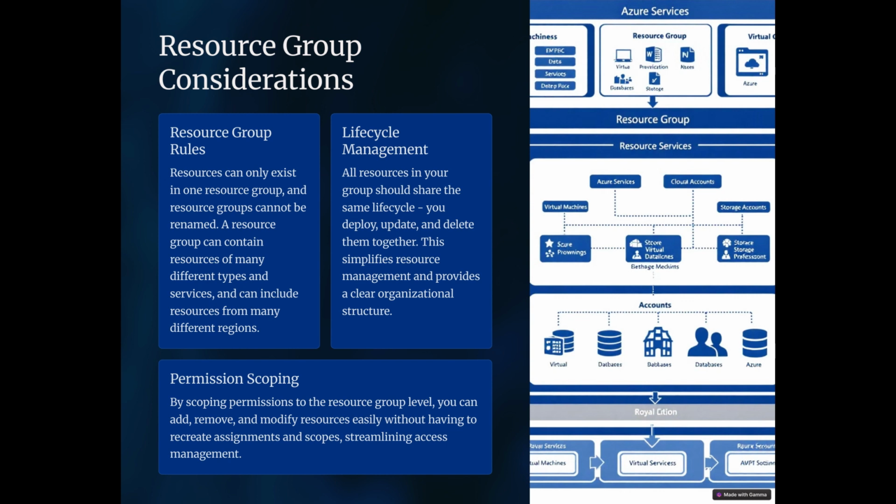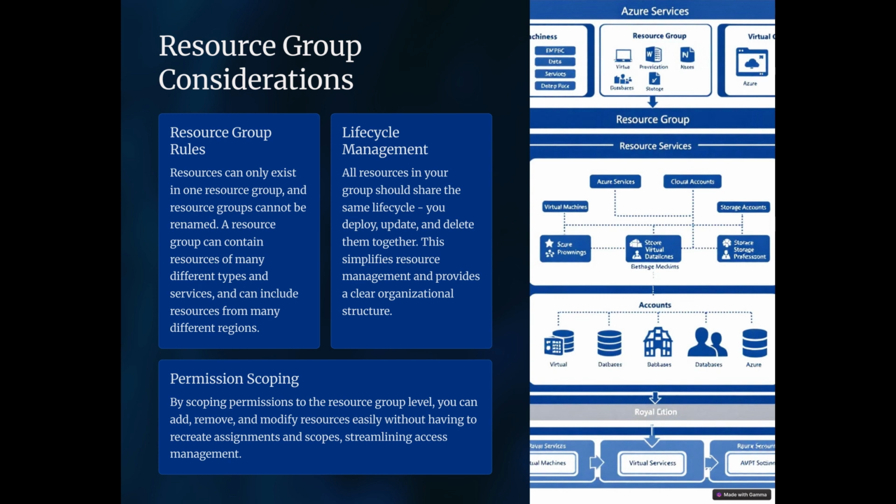Permission scoping. It's all about simplifying access control. Instead of granting permissions to each individual resource, which could be a huge headache, you can assign them at the resource group level. So if I have a team of developers working on a specific project, I can give them access to the entire resource group for that project. Exactly. And any new resources added to that group will automatically inherit those permissions, so you don't have to go back and reconfigure everything each time. It makes managing access a lot more efficient. Streamlines things significantly. All right, moving right along.